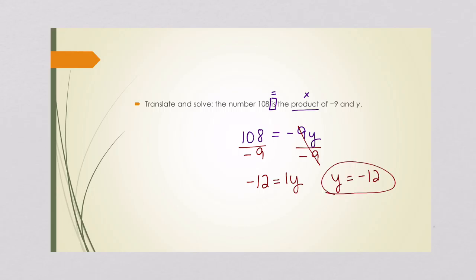That's my solution. Now, can I test that and see? Sure can. So I've got 108, question mark, negative 9 times negative 12. So I've got 108 on the left. A negative times a negative is a positive. 9 times 12 is 108. So that is a true statement. This is our solution.